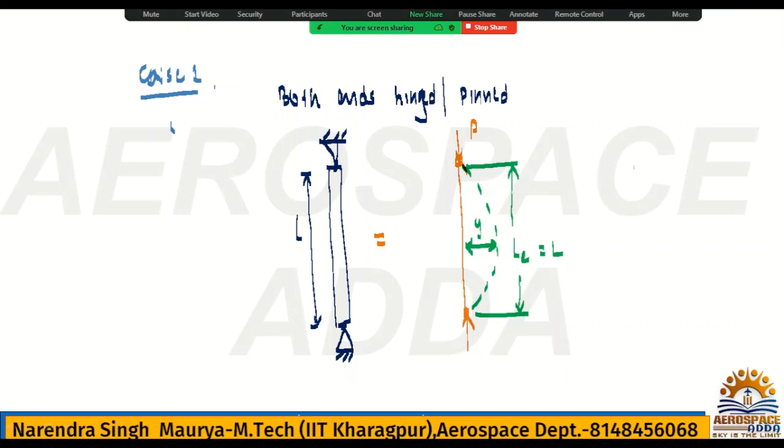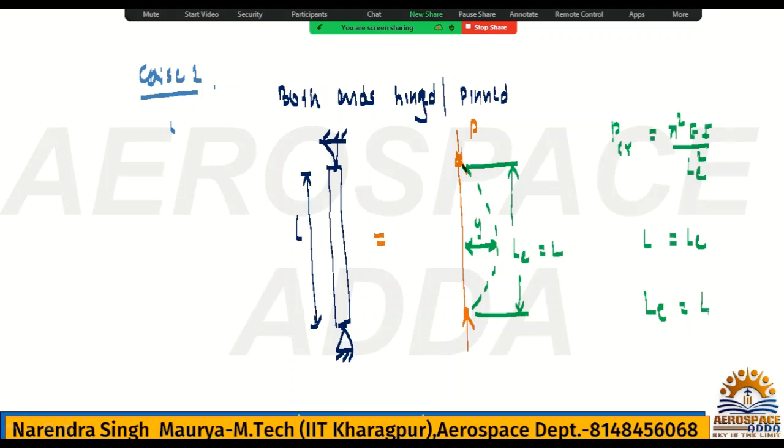So if you check the formula PCR, pi square EI by L square, basically L is equal to LE in this case. Or you can say the equivalent length is nothing but L.